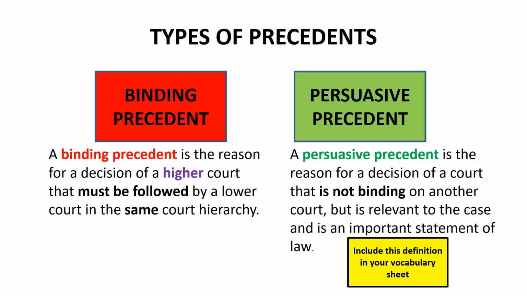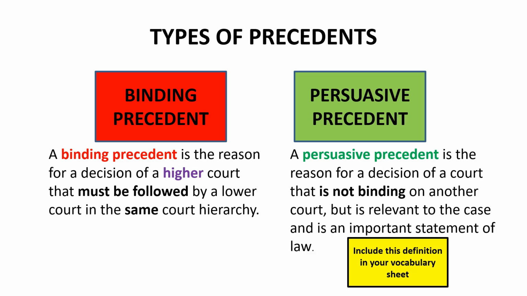The difference between a binding precedent and a persuasive precedent is that where the precedent is binding for a court, then the court that is bound by that precedent, that is, a lower court in the same court hierarchy, must follow that precedent. The word binding means obligatory or compulsory. So a binding precedent is one that must be followed or obeyed.